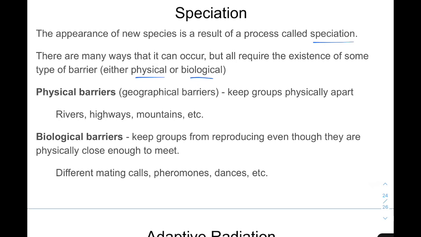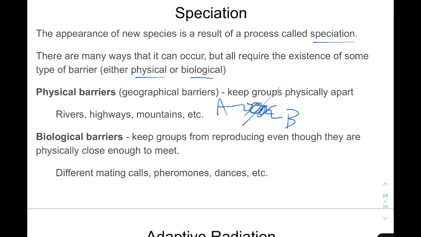A physical barrier could be something like a river, a highway, a mountain, something that appears. It's hard to think about a mountain or a river appearing suddenly, but we're not talking about small time spans here. We're talking about a long time span. So we have a population that gets split in half by a river, and this group over here and this group over here, they may end up in slightly different circumstances. And what works over here and what works over here, in group A and group B, might be different. And over a long enough period of time, group A and B might become separate species. They might not be able to interbreed anymore.